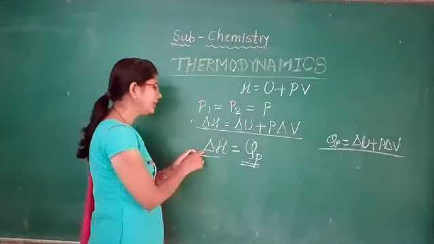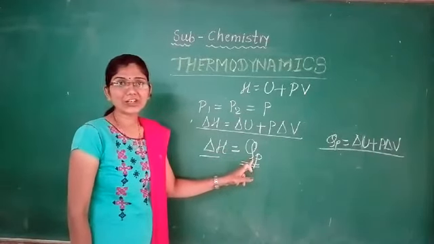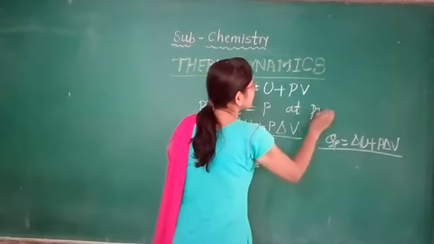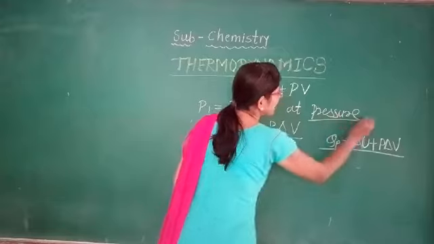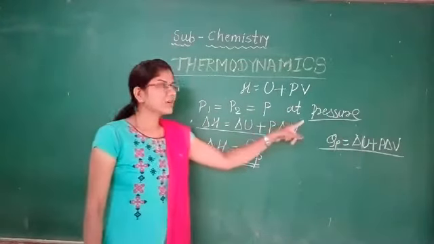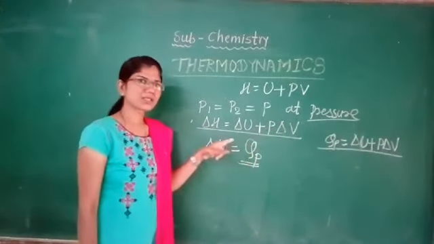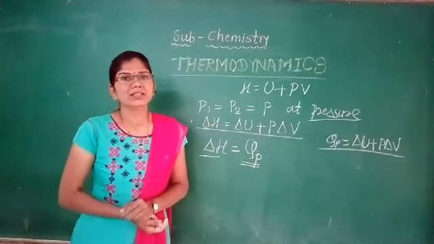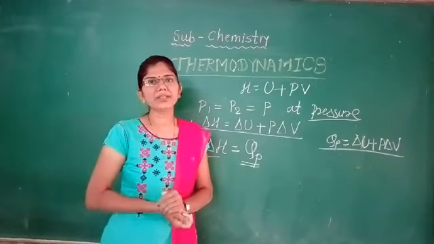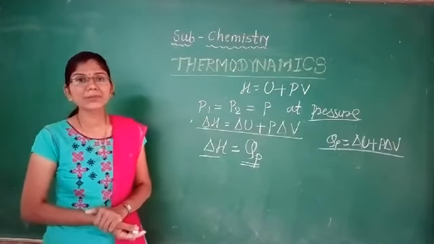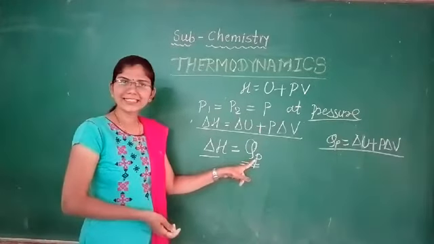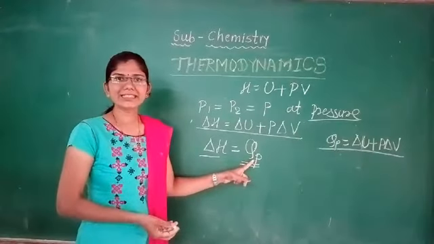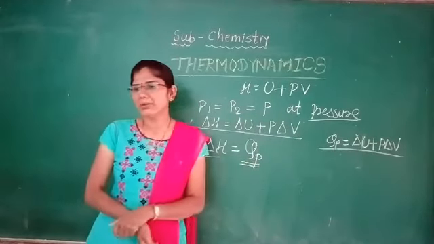The change in enthalpy is equal to the heat content of the system, but only at constant pressure. Means at constant pressure, the heat content of the system is the change in enthalpy. Therefore, in the last module, when we started enthalpy, we said that enthalpy is nothing but the heat content of the system at constant pressure.